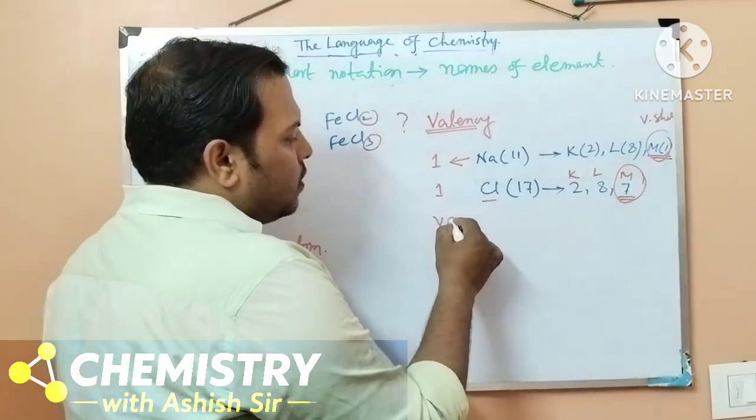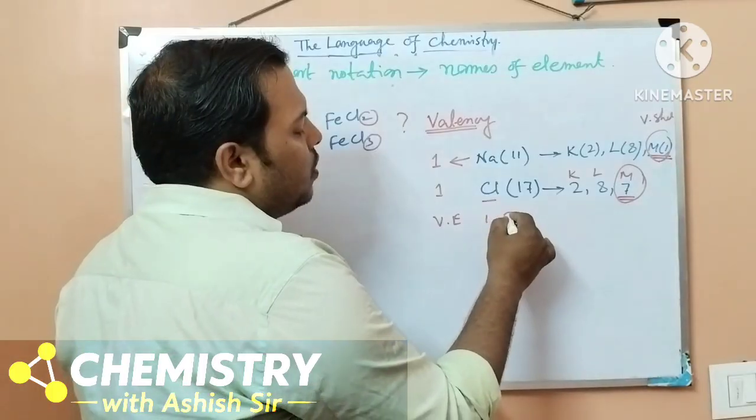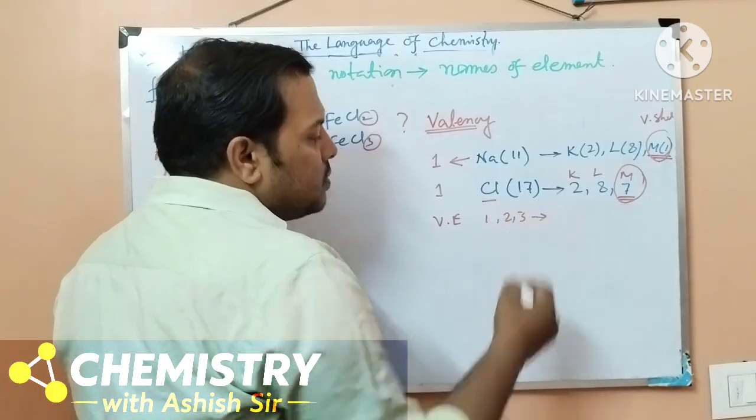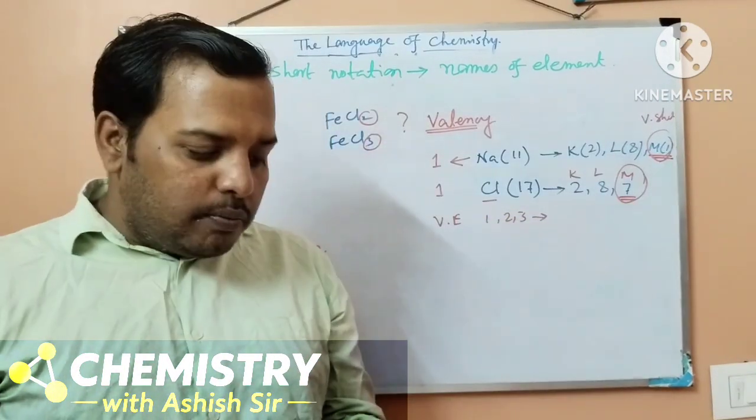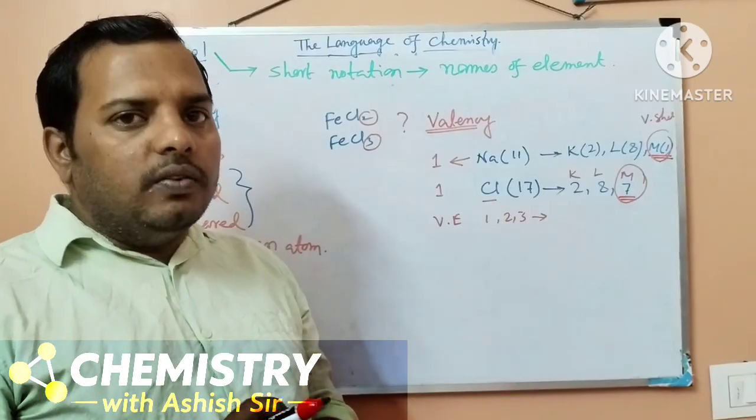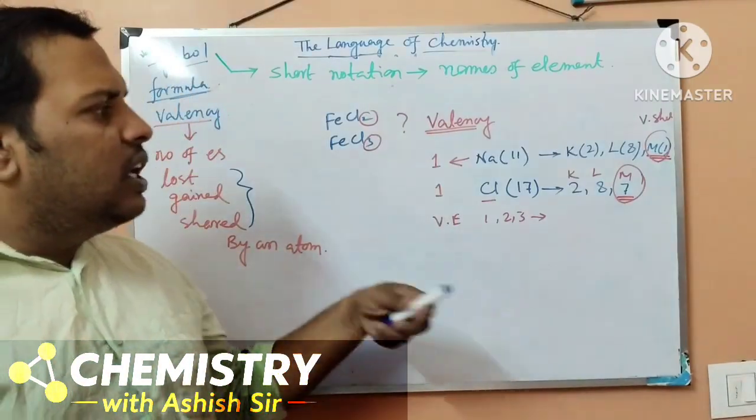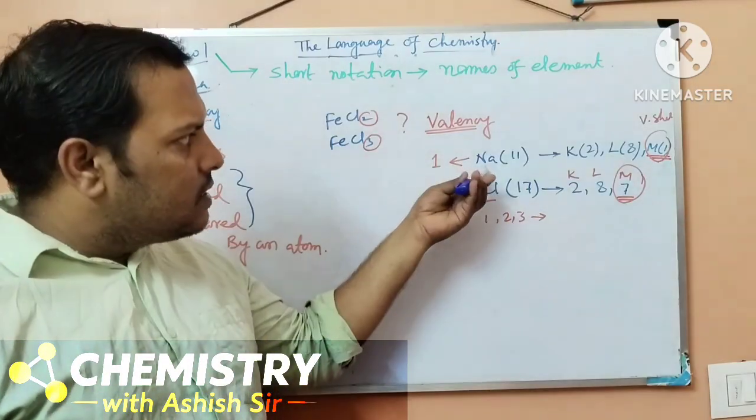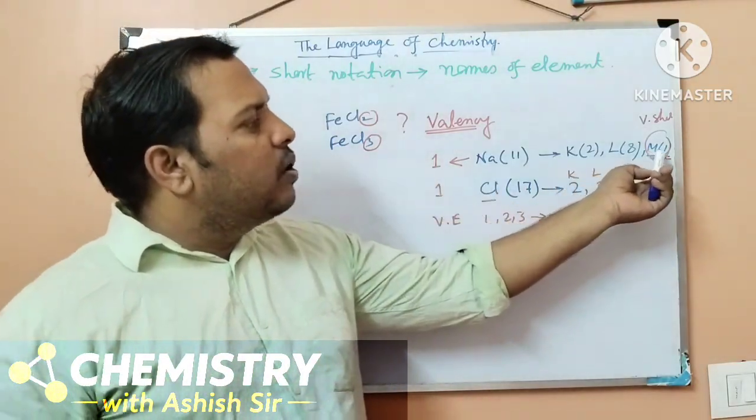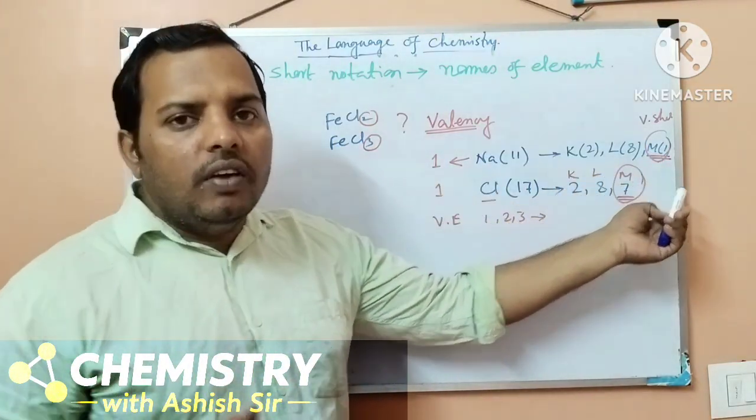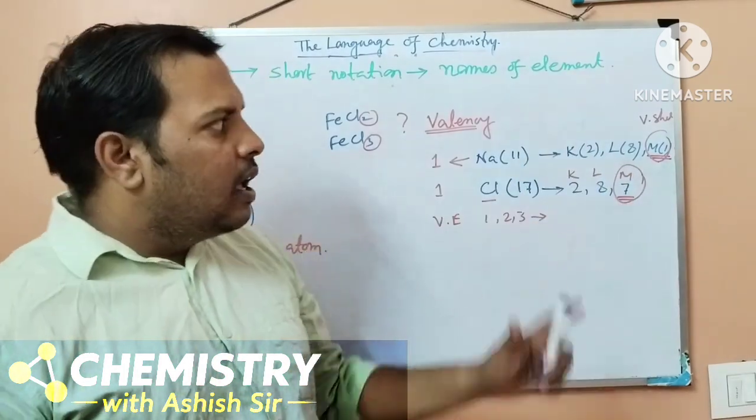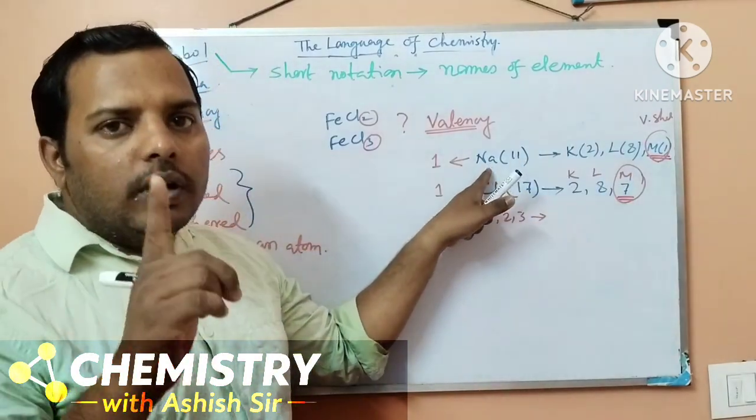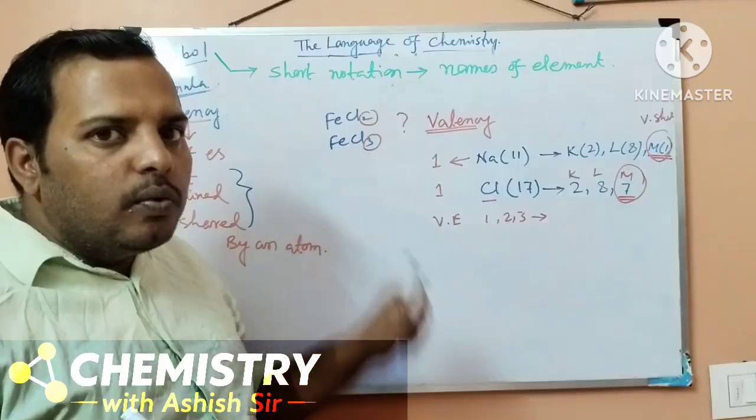If the valence electrons are 1 or 2 or 3, those atoms try to lose those electrons and produce cations, positively charged ions. The number of electrons they lose to produce the ion is called valency. In this case, sodium is unstable because it has only 1 electron in the last shell. So it will lose the electron. How many electrons is sodium losing? Only 1. That means sodium's valency is 1.